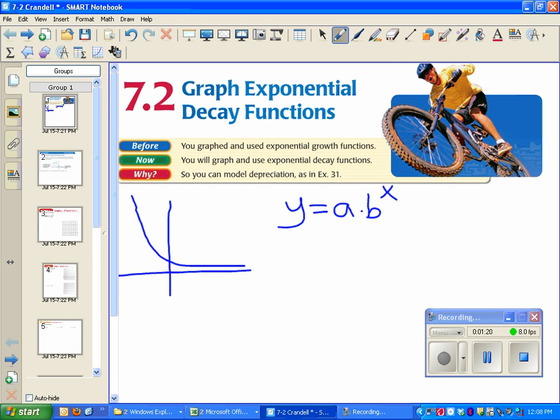Except now, instead of b being greater than 1, b is between 0 and 1. So for example, b could be 3/4. It could be 0.5. It could be 5/9. It could be 0.2. So anything between 0 and 1 is going to be a decay function.